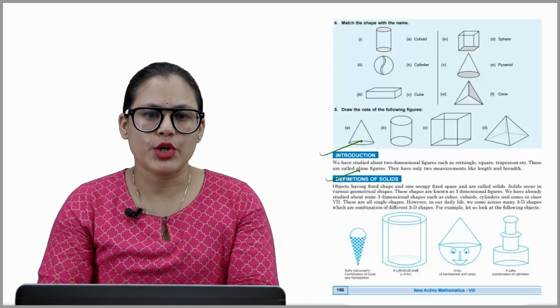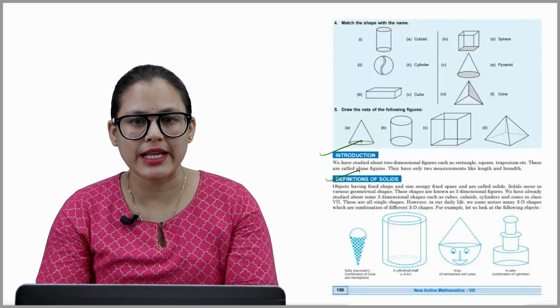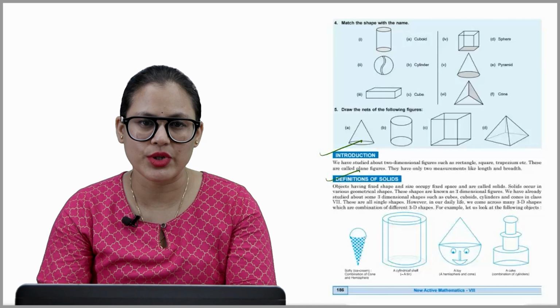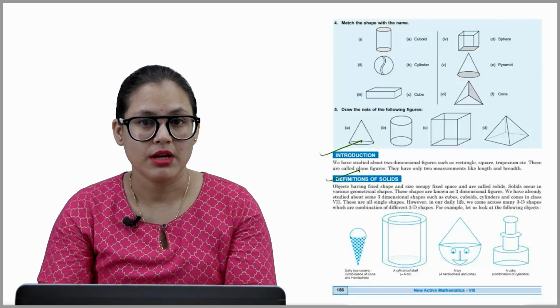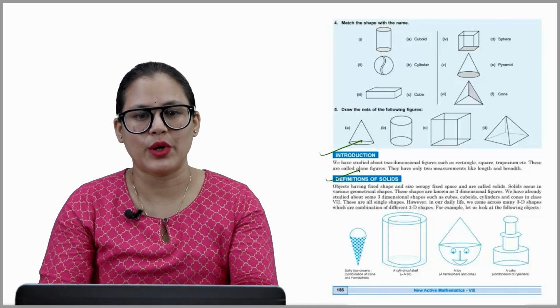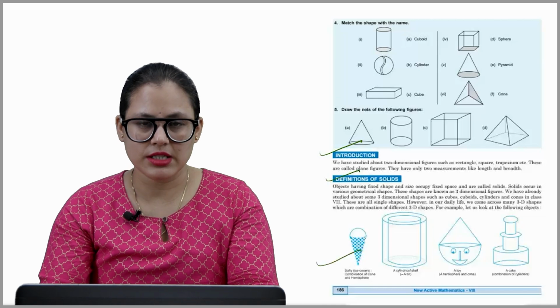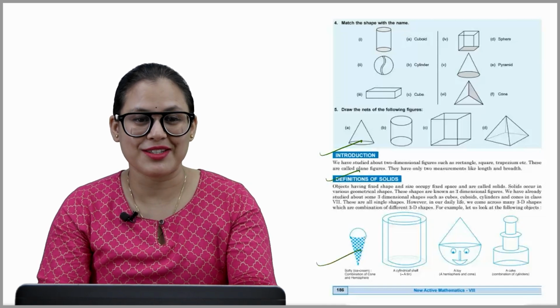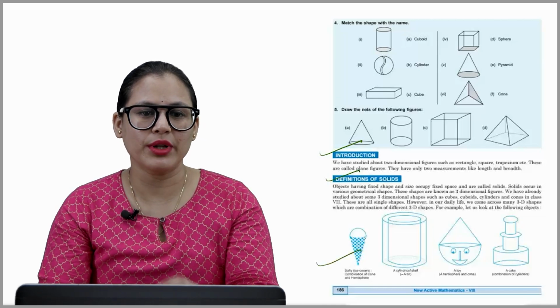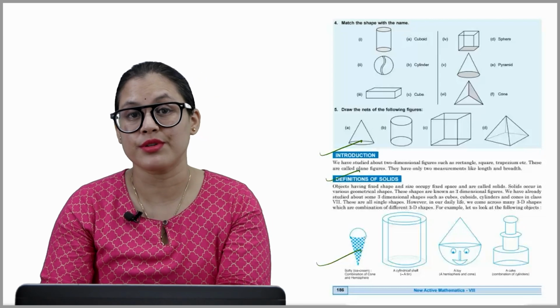These are all single shapes. However, in our daily life, we come across many 3D shapes which are a combination of different 3D shapes. For example, let us look at the following object. See, have you seen this? You have also eaten this, right? Softy ice cream. So this is the combination of cone and hemisphere.